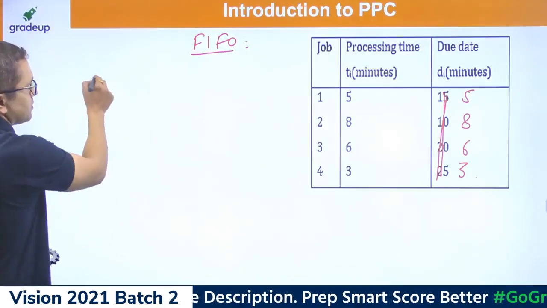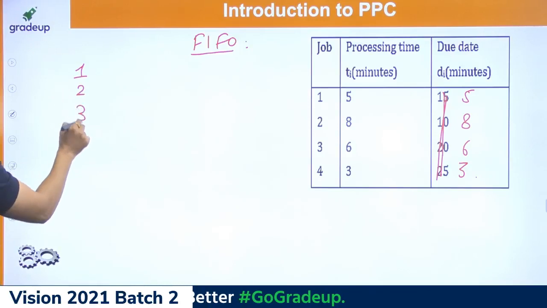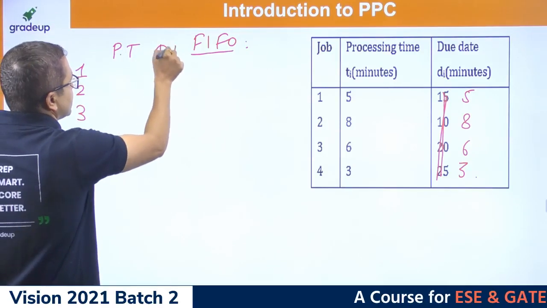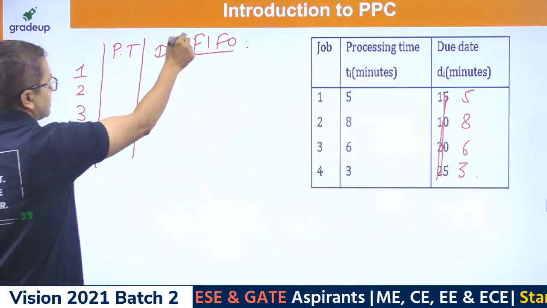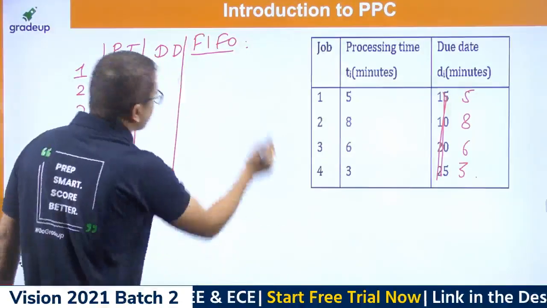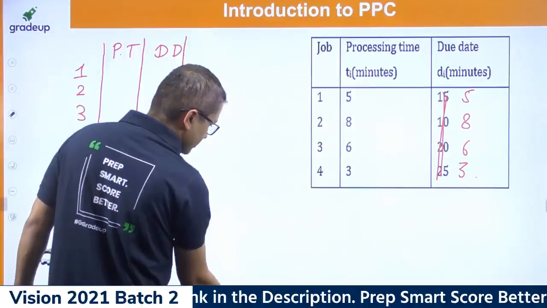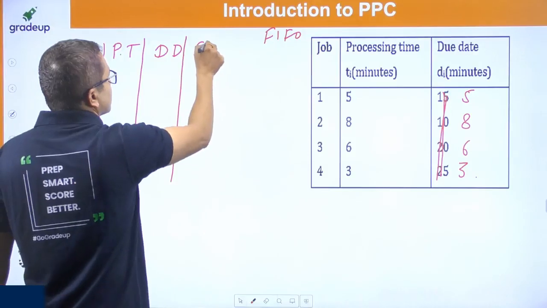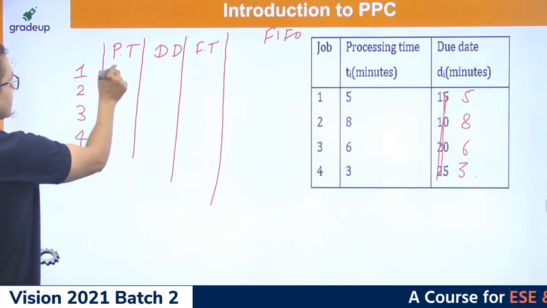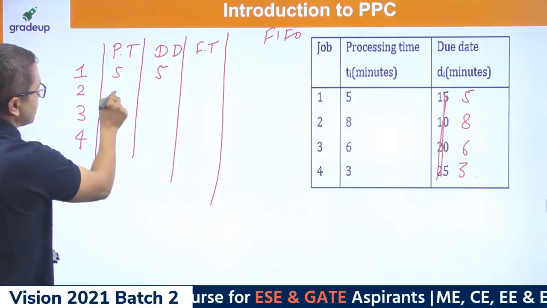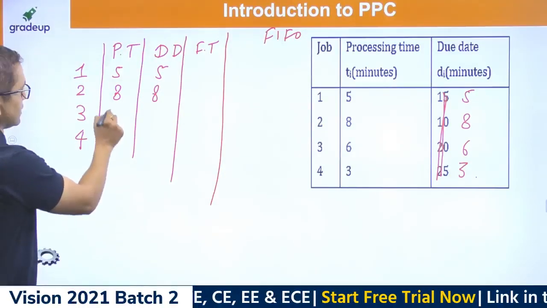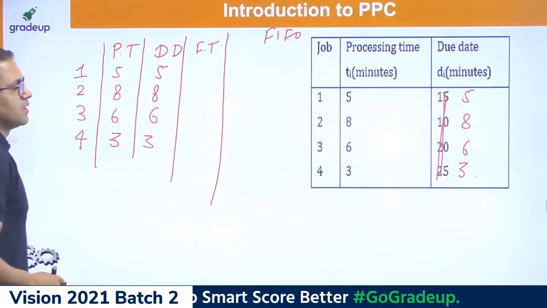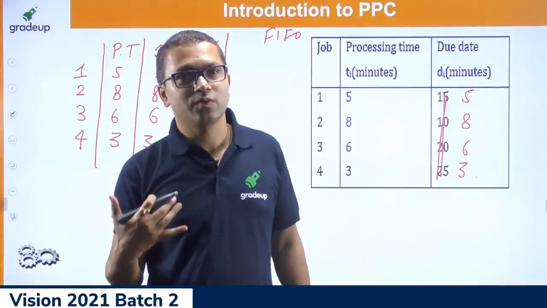That means the first job we're going to take is 1, then 2, then 3, then 4, then processing time and due date. I'm going to write something like this, and I'm going to rub this out and write FIFO over here. So processing time is 5, this is also 5, this is 8, this is also 8, this is 6, this is also 6, this is 3, this is also 3. So can you please schedule it? Because we know how to schedule it, right?